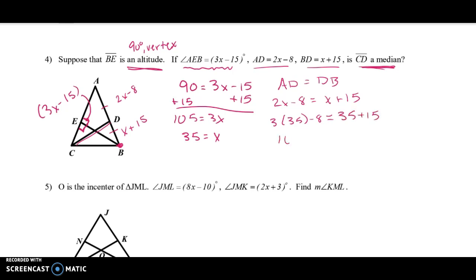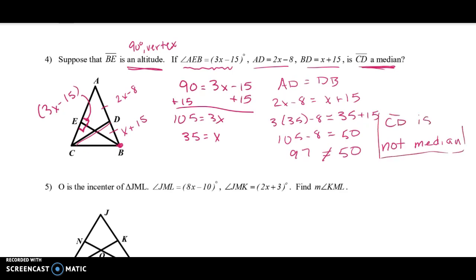So we get 105 minus 8. I'm thinking this is not going to match up, so this is 50. So this is 97 does not equal 50. So this is no, not a median. Okay. Alright, so go to the next one.